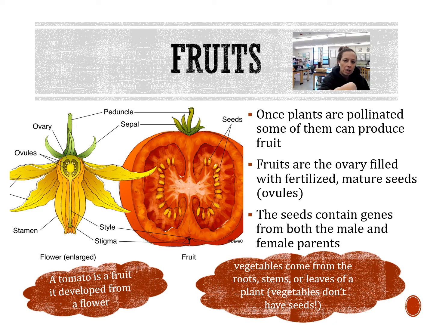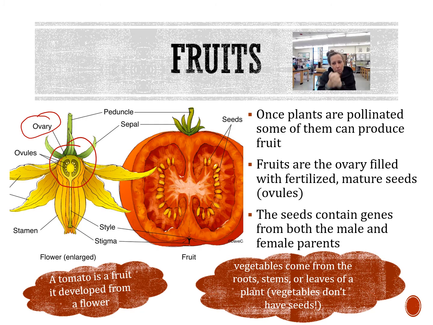seeds. So if we look here, here's our ovary, right? This swells and becomes the fruit. So the seeds are going to contain genes from both the male and female parents, and the genes will be different depending on if it was cross-pollinated or self-pollinated. If it was self-pollinated, they're going to have the same genes, right? If it's cross-pollinated, then it's going to get a whole new set of genes from a different plant.